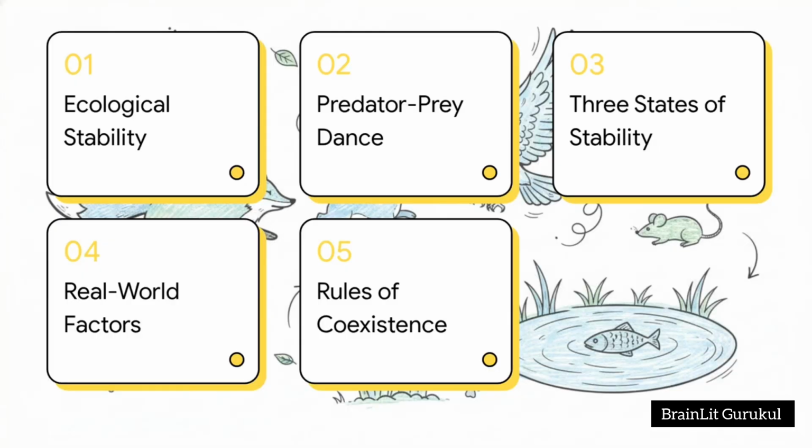All right, so here's our game plan. We'll kick things off by defining what ecological stability even is. Then we'll get into the classic predator-prey model, the textbook version. After that, we'll look at 3 different states of stability we actually see in the real world. And finally, we'll uncover the key factors, the rules really, that allow these species to coexist over the long run.